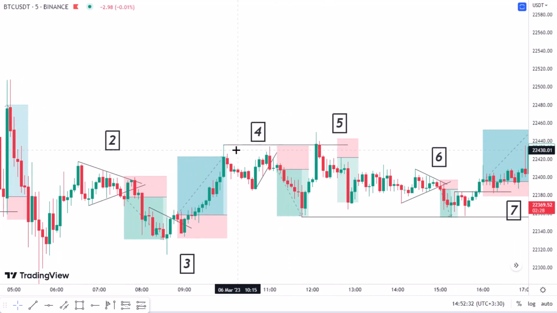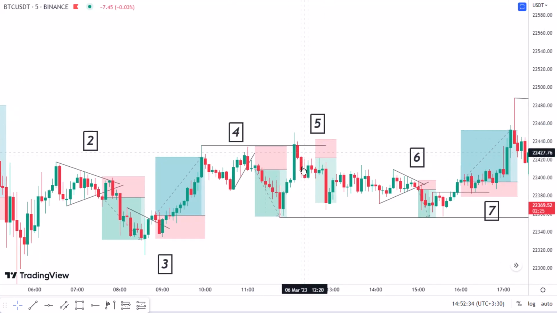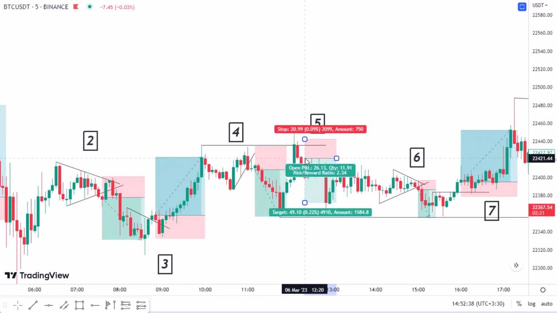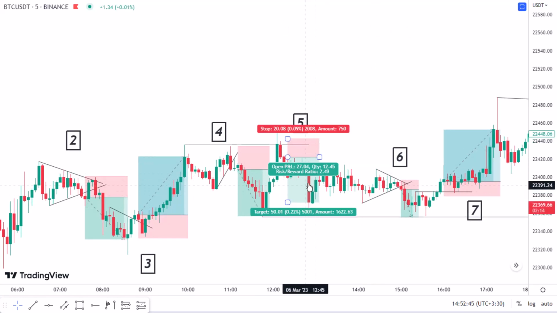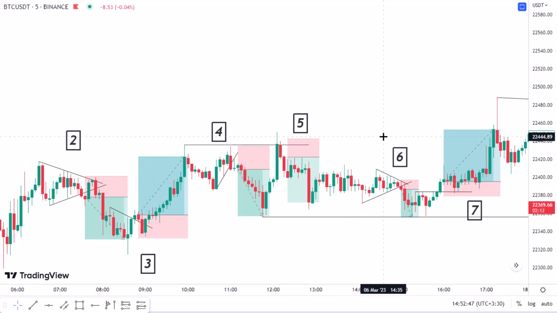On trade 5, we have this resistance line and we have this red candle. We can risk on it and go for risk to reward 2, which gives us our reward of 2.5.